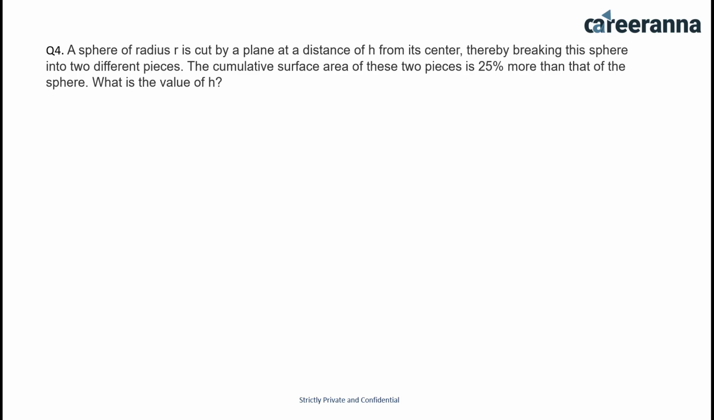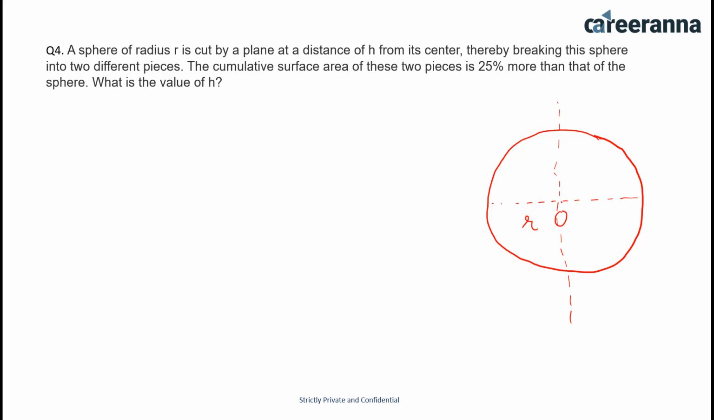A sphere of radius r is cut by a plane at a distance of h from its center, thereby breaking the sphere into two different pieces. The cumulative surface area of these two pieces is 25% more than that of the sphere. What is the value of h? So for this question, let us assume a sphere having the center as O. Now I assume the radius of this sphere to be r. Now this sphere is cut by a plane at a distance of h. So this value is nothing but h. This value is again r.